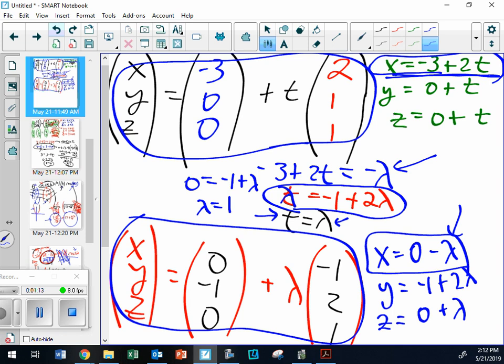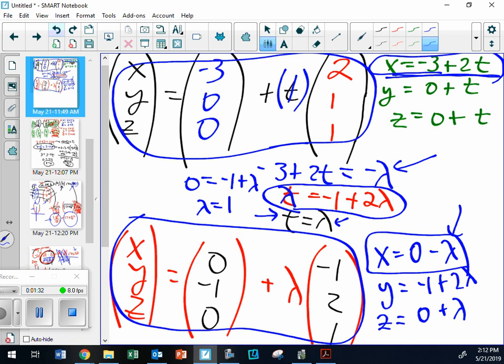I know now that they're going to be at the same time, but are they going to be at the same place at that time? And if so, what is that place? So what do you do with the t equals 1? You put it in here. That's the only place where we have a t in our original equations. So we put a 1 in there, and you figure out where it is.